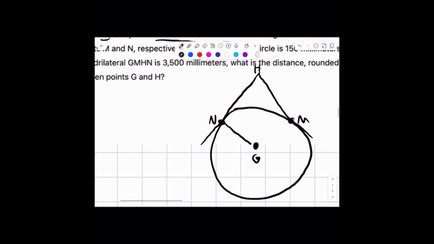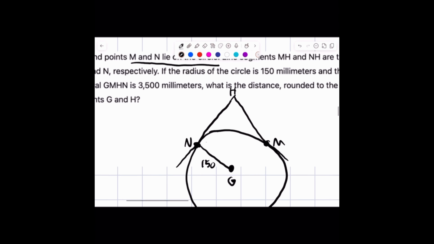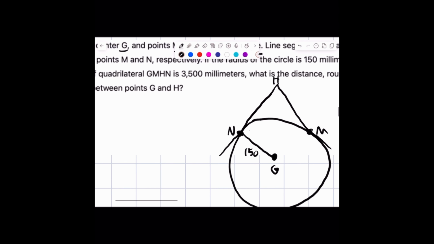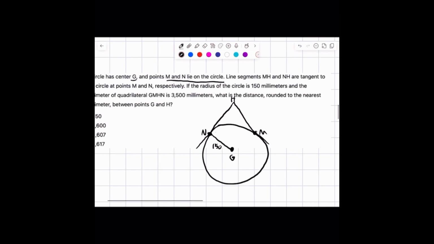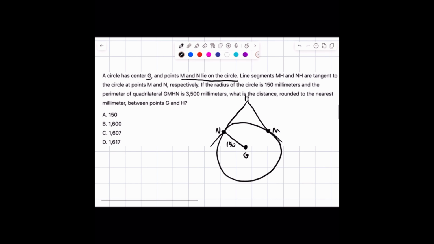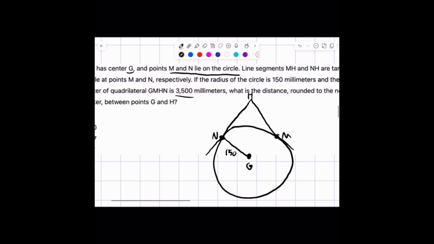Now we also know our radius is 150. And we know that quadrilateral GMHN is 3500. That's about all we need to know. So now we need to find what points G and H is. What's the distance between these 2 points?